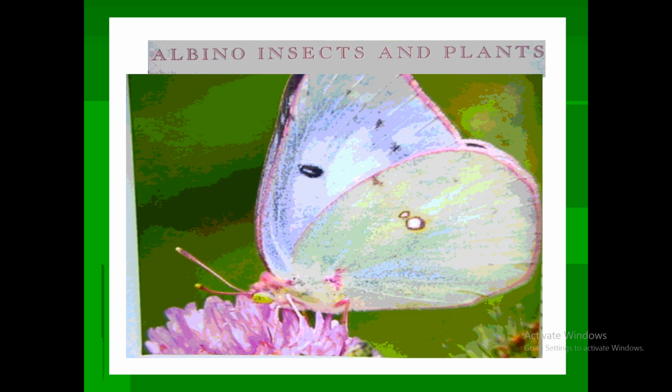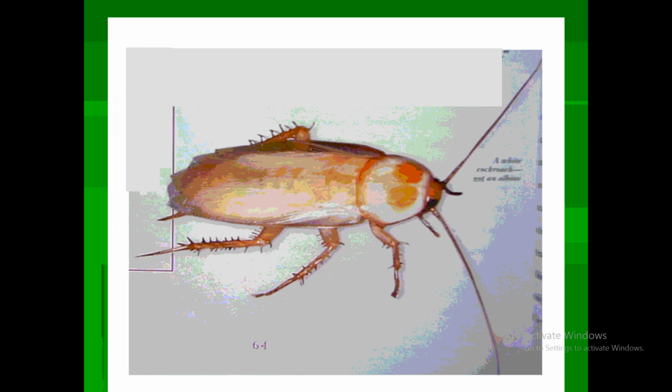There's an albino butterfly, a cockroach, there's grasshoppers, and then even flowers. And notice that it's not just always white, it's yellow or reddish pigment because it's missing the actual colorful pigment that it has.